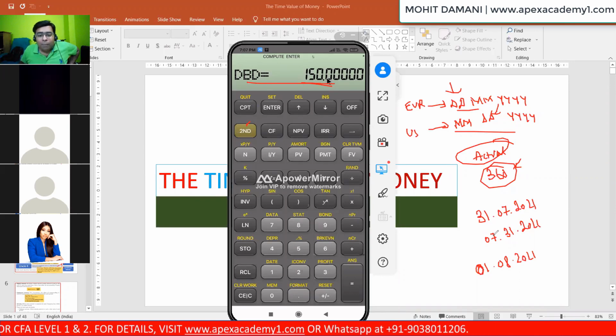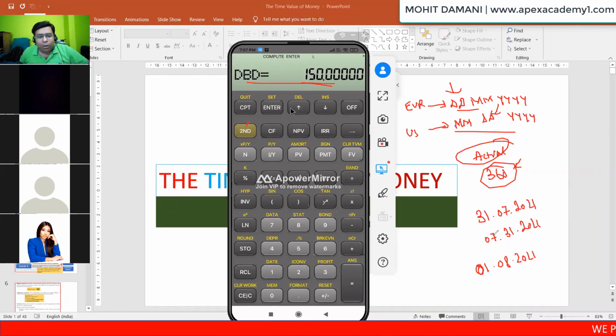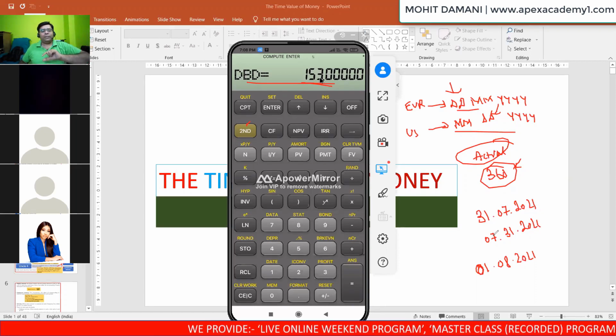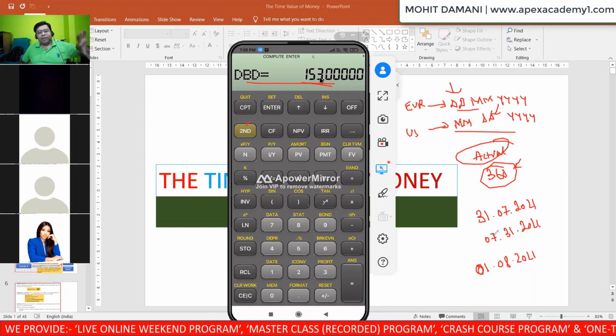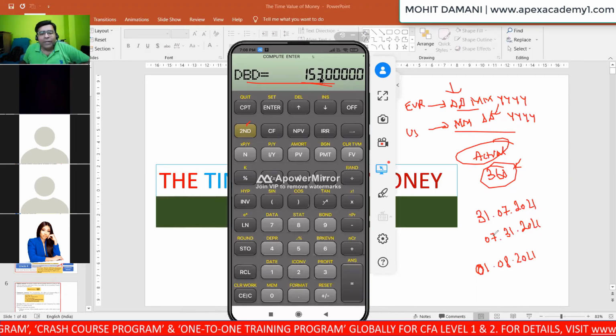But this calculation has been done on a 360 basis. Suppose I want to calculate the actual number of days between these two dates. Press second and then press enter. You shift to actual, then press arrow up, then press the compute button. Once you do that, see the number changes to 153. 153 is the actual number of days between these two dates, and 150 is the estimated number of days. So this is the way it is done.